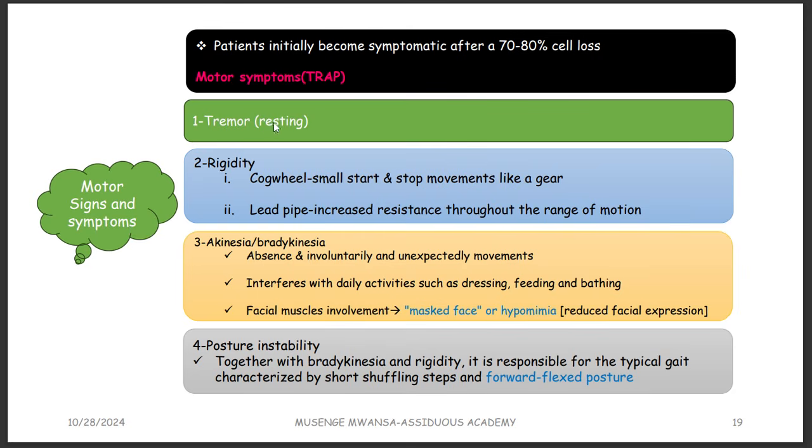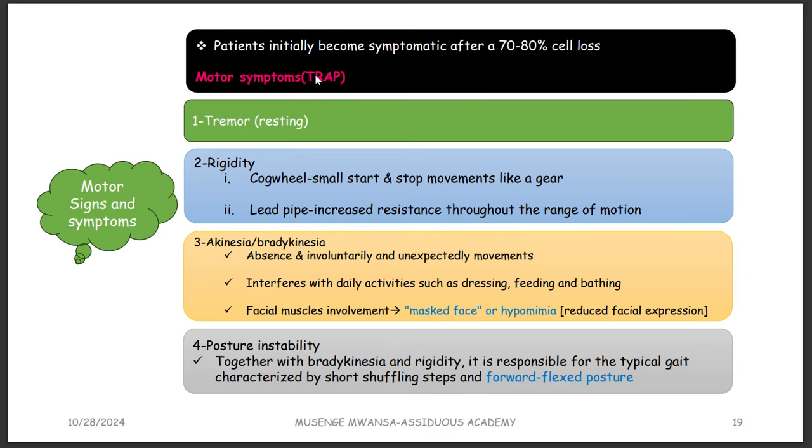T is for tremor, and this is specifically resting tremor. Someone is shaking when they are resting, not when they're doing something. Resting tremor, not intentional tremors. And then there is the rigidity. You have got a cogwheel rigidity where you have got small start and stop movements like a gear. You know the way robots move, moving slow like that, like a gear. That is a cogwheel, and that is the kind of rigidity that you are going to see in Parkinson's disease. And then there's also the lead pipe rigidity, but the one you're going to see in Parkinson's disease is the cogwheel.